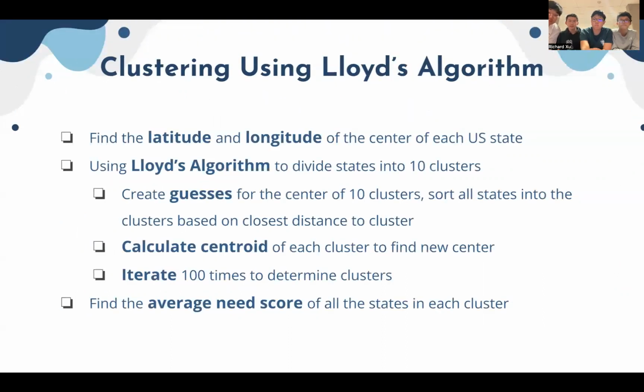To better analyze our data, we use clustering via Lloyd's algorithm. First, we found the latitude and longitude of the center of each US state. Then we used Lloyd's algorithm to divide the states into 10 clusters. We first created guesses for the center of 10 clusters, and we sorted all the states into the clusters based on the closest distance to a center of a cluster. Then we calculated the centroid of each cluster to find the new centers, and we iterated over this process 100 times to determine the clusters. Finally, we found the average need score for all the states in each cluster.